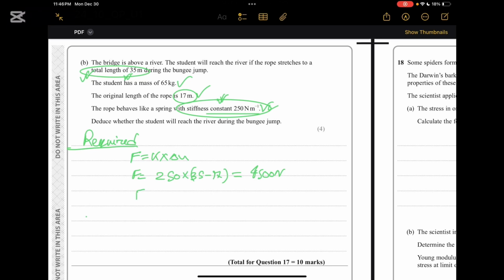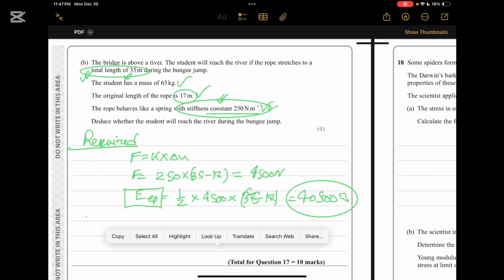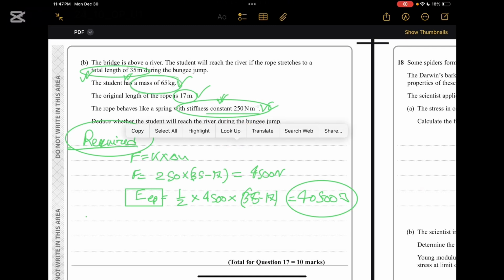So let's find out the elastic potential energy, which comes as half into 4500 into del X, which is 35 minus 17. So you guys might have a question right now: why did I figure out that elastic potential energy? They didn't ask us to find the elastic potential energy. So the thing is, this is the required energy. And what energy does the student have? The student has a mass which they have given us. They have given us the original length of the rope.